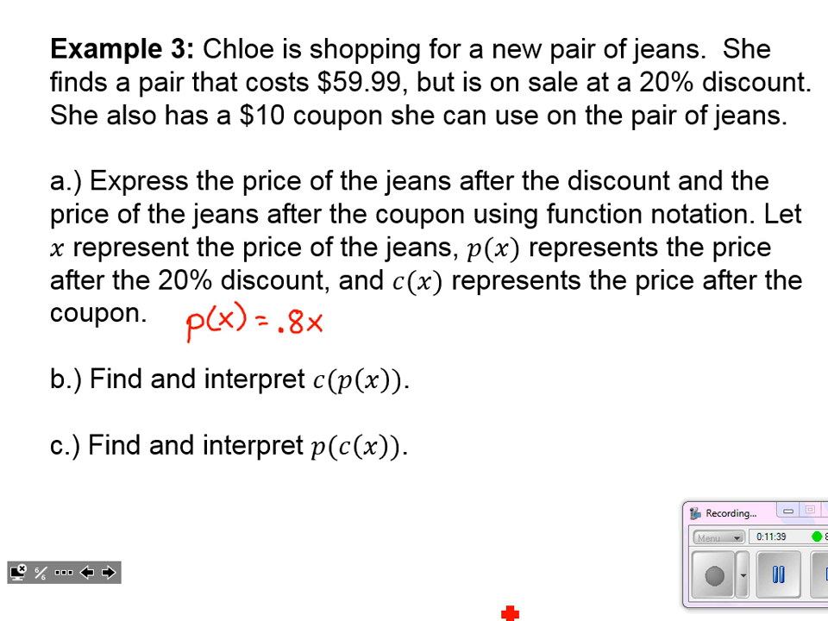If x is the original price, then the price after the discount is just going to be the 80% that's left over of that price. So 0.8 times x represents 80% of the initial cost. And then C of x, let's let that equal the coupon. Well, if I have a $10 off coupon, that just means we take the original price and subtract $10 off of it.